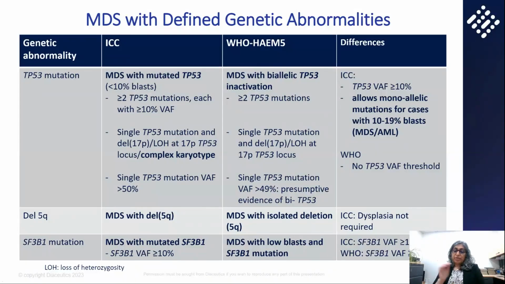In ICC, when we say MDS with mutated TP53 or biallelic TP53, as I mentioned, that's for cases with blasts less than 10%. If a case of MDS is 10 to 19% blast, even a single TP53 mutation with a VAF of more than 10% qualifies for a diagnosis of MDS/AML with mutated TP53. Whereas in the WHO classification, it doesn't matter whether it is MDS with increased blasts 1 or increased blasts 2, you have to have biallelic TP53 inactivation.